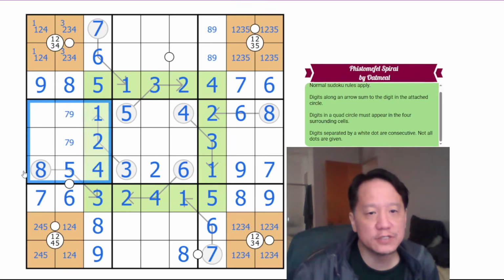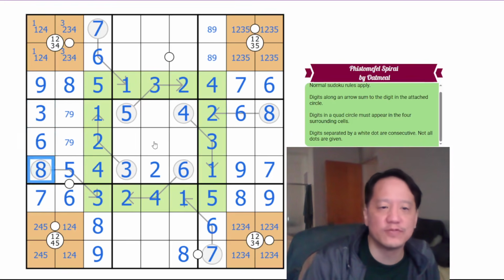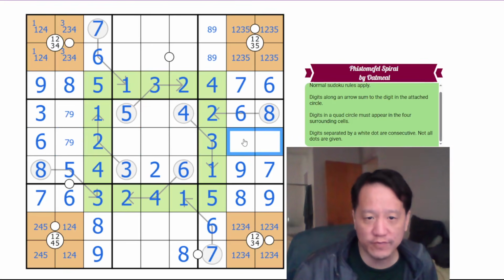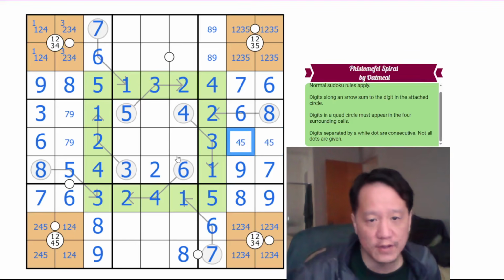Remaining digits in this left central box are 3 and 6. 6 can't be here because of the 6 in the row, so this is 3. 3 can't be here, so therefore it's 6. Remaining digits in this right central box are 4 and 5. So that's fine.